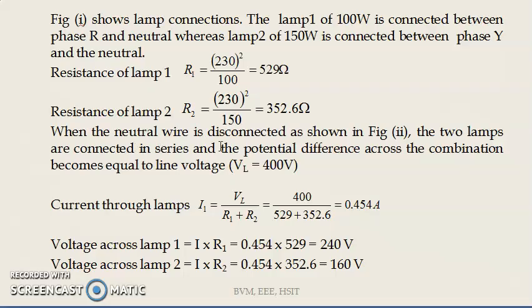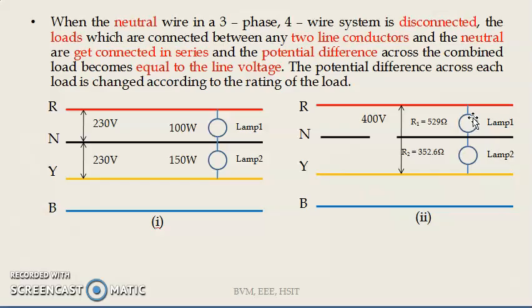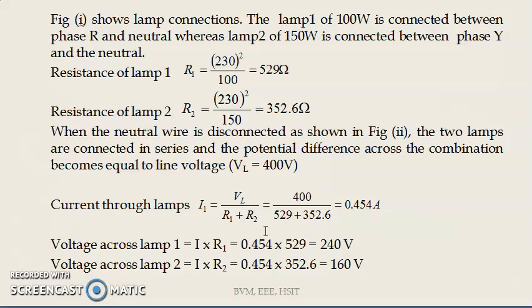Now, when the neutral wire is disconnected, as I just showed in figure 2, the two lamps get connected in series, and the potential difference across the combination becomes the line voltage, VL equal to 400 volts. Now the current through lamp 1, I1, is VL divided by R1 plus R2. What is V now? V is VL, 400, divided by so and so. How much will you get? 0.454 amps. This is the current flowing through I1.